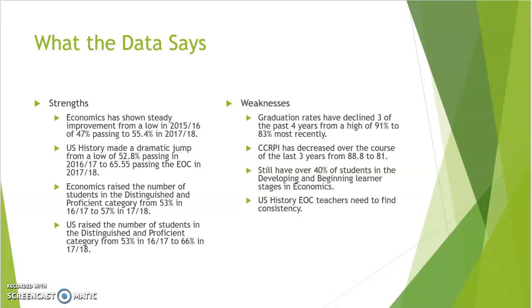Some weaknesses: the graduation rates have declined over the last couple of years, down to 83% most recently. The CCRPI number has decreased. We still have over 40% of our students in the developing and beginning learner stages, and U.S. history EOC teachers need to find some consistency. They have the big swing there, so we need to find out how can they stay in that sweet spot.